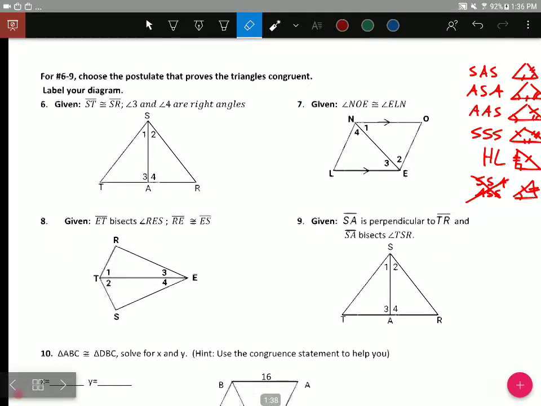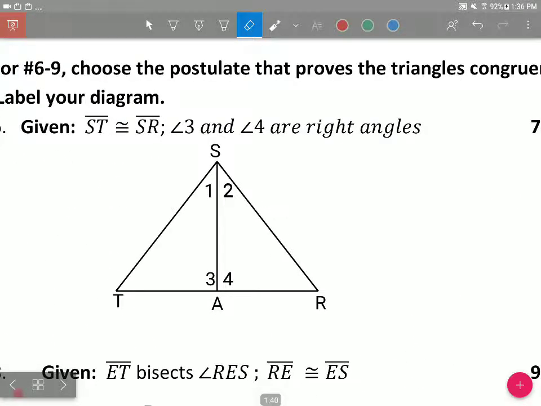So first things first, they say ST is congruent to SR. So ST is right here. That's ST, SR. Those two lines are the same. And angle 3 and angle 4 are both right angles. And people keep asking me, does it matter which one's bigger? It's like, no, it doesn't matter. I'm just distinguishing. If you want to write it like this, that's fine too. Who cares? They're both right angles.